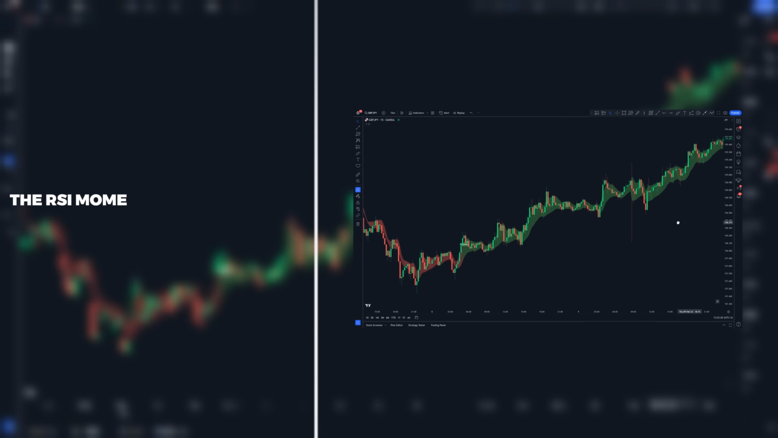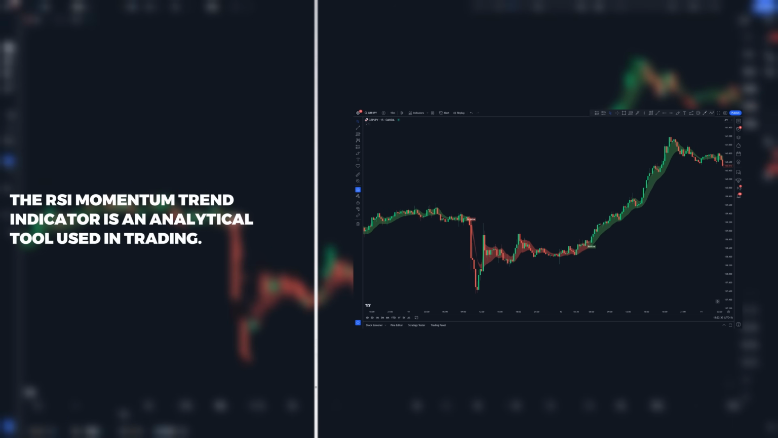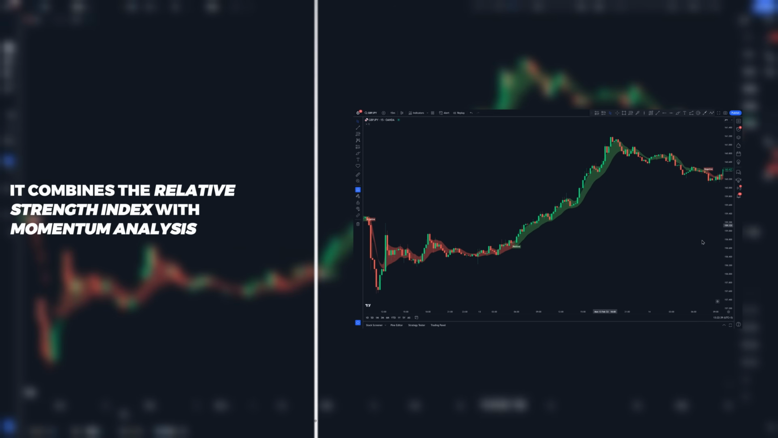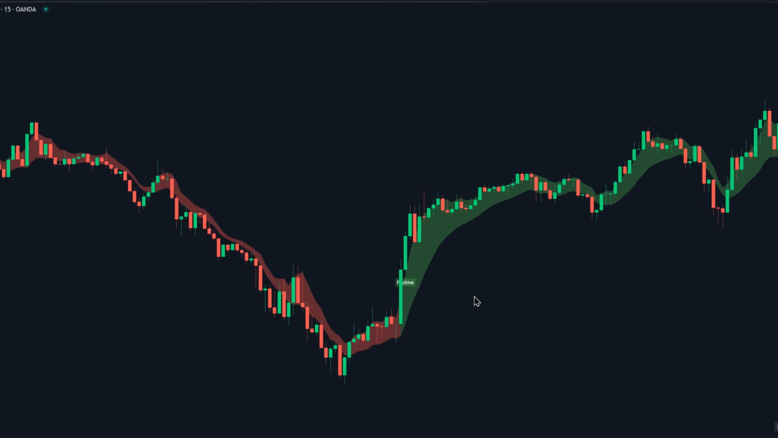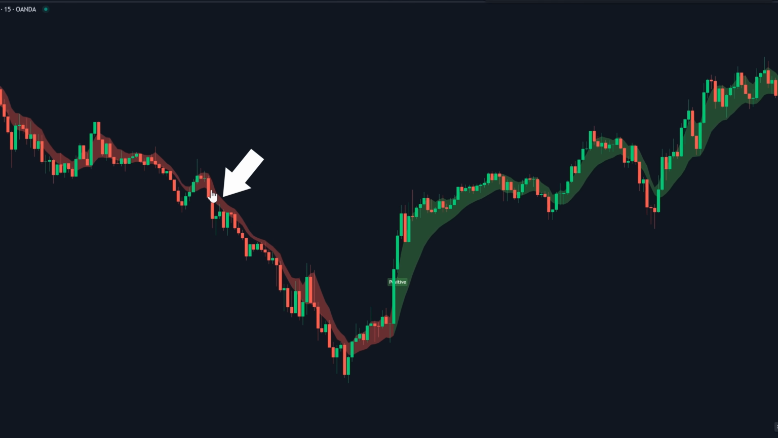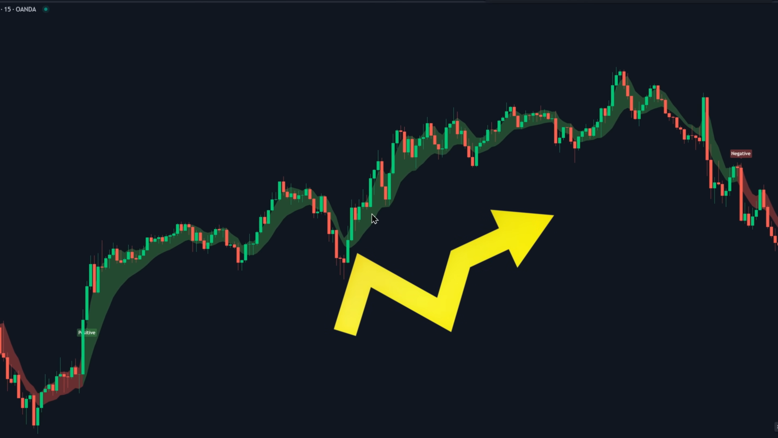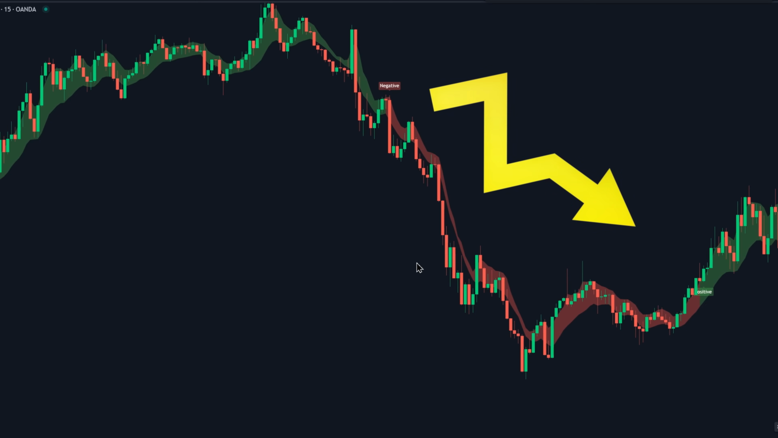The RSI Momentum Trend indicator is an analytical tool used in trading. It combines the relative strength index with momentum analysis to identify trends in the market. Let's take a look at its components. The RSI Momentum Trend indicator features a trend ribbon that alternates colors between green and red. A green ribbon signifies a bullish momentum trend in the market, while a red ribbon indicates a bearish momentum trend.